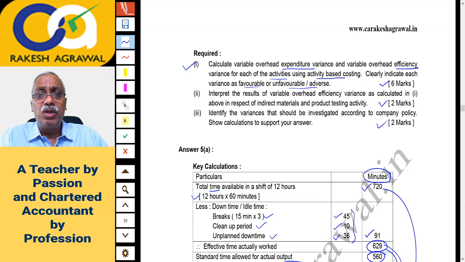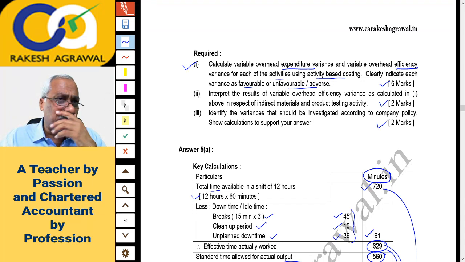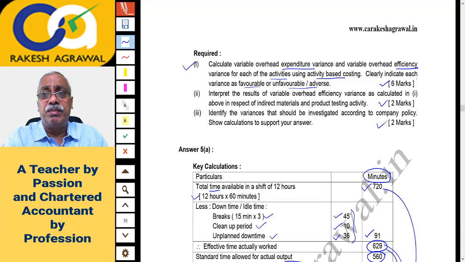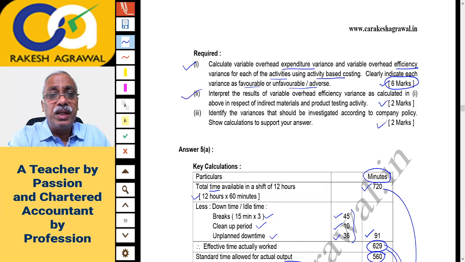In variable overheads you have only 2 variances, and the total variance, basically expenditure plus efficiency, is the total cost variance. But they have asked you to calculate expenditure and efficiency for each activity, and there are 3 activities. So 3 into 2, there are 6 answers for 6 marks, meaning 1 mark for each answer. Then interpretation of variances, I think they are asking. Interpret the result of variable overhead efficiency variance only.